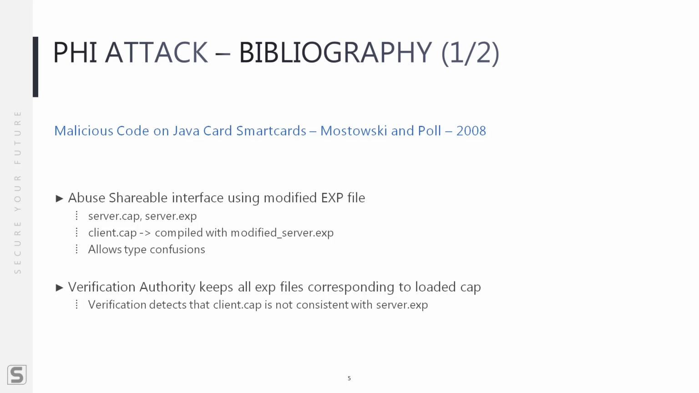We have a server application providing any kind of service, and we have a client application using this service. However, the client is compiled using a modified version of the server export file. This allows, for instance, to modify the method signature of the services, and with such ability, the client application can perform type confusion attacks.